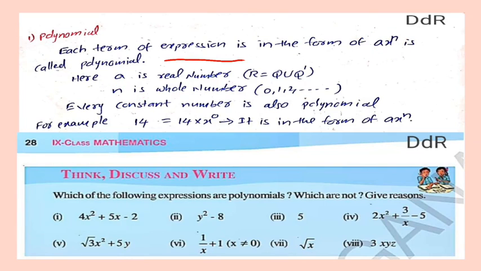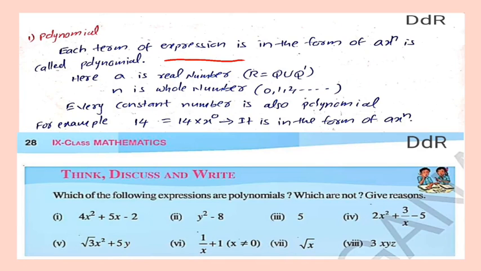Here very important, every constant number is also a polynomial. Why? Because here I gave one example. 14 is a constant number. 14 is written as 14 into x to the power of 0. Why? Because x to the power of 0 is 1. So 14 into 1 equals 14. So 14 is written as 14 into x to the power of 0. That means a into x to the power of n form. So here a value is 14 and n value is 0. So 0 is a whole number. Okay. So every constant number is also a polynomial.